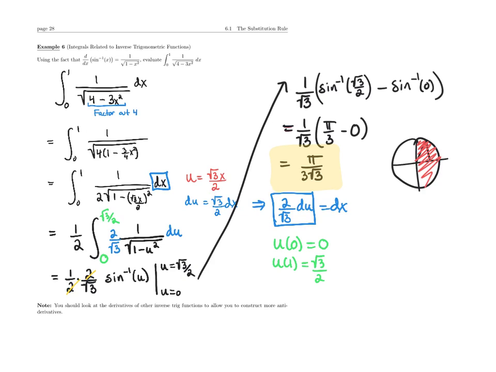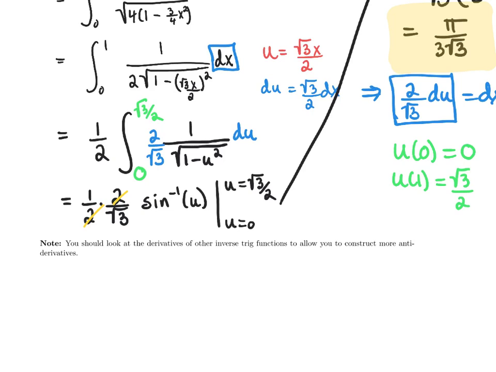And what that represents is an area under this function, not this function, sorry, the integrand from 0 to 1. So I would encourage you to look at derivatives of other inverse trig functions to try to see how you could use the same technique.